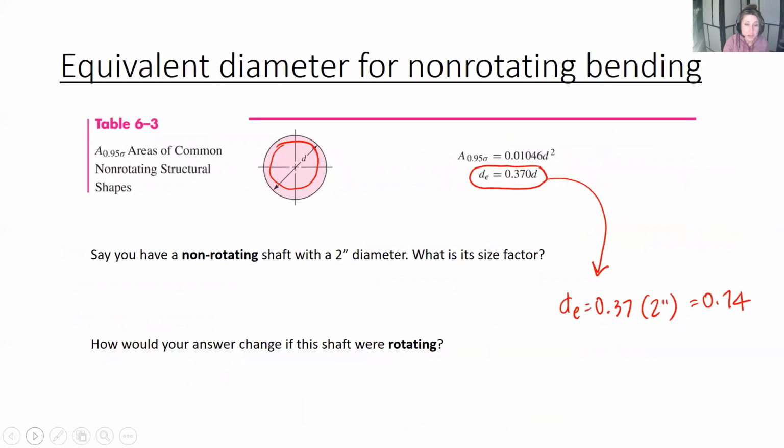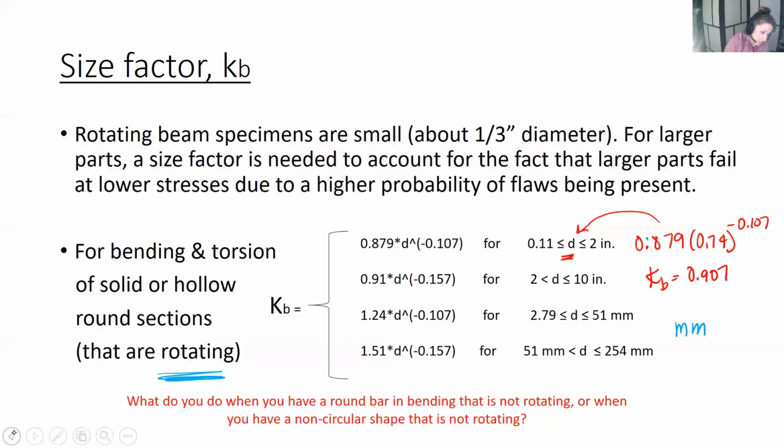How would this answer change if your shaft were rotating? In this case, we would use this expression because our D is 2 inches or above. Okay, so I won't do the math, but you see the process.